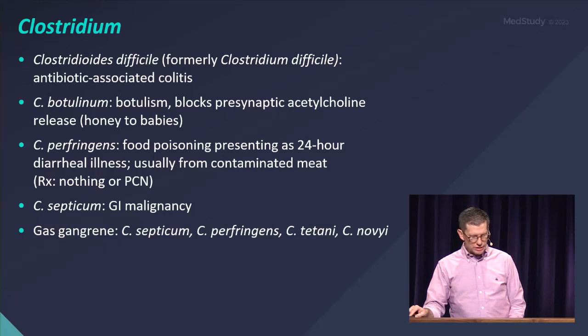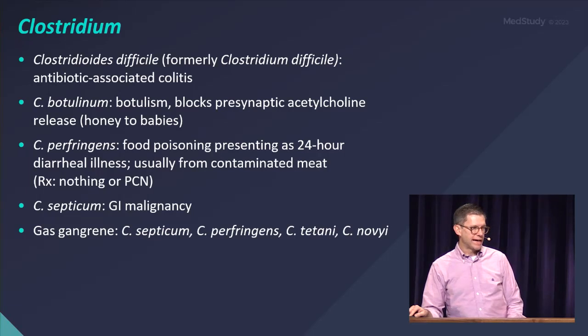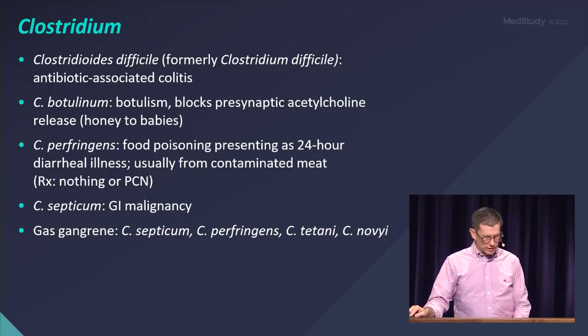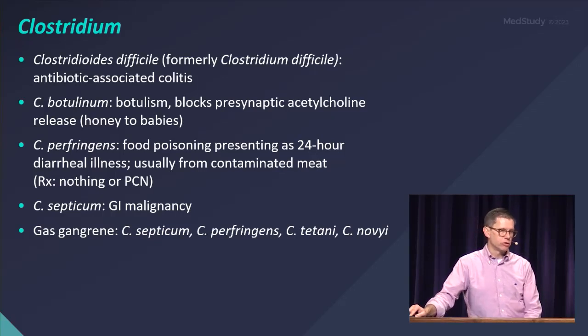Clostridium perfringens can be a food poisoning or a diarrheal illness, usually from contaminated meat. It can also be a source of gas gangrene, as can Clostridium septicum, gas gangrene being Clostridial myonecrosis. It can be acute and progressive pain at the wound site, oftentimes after trauma. They can have exquisite tenderness. And then left untreated, it can cause severe muscle necrosis.